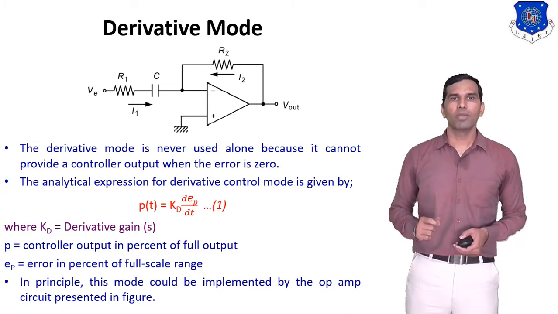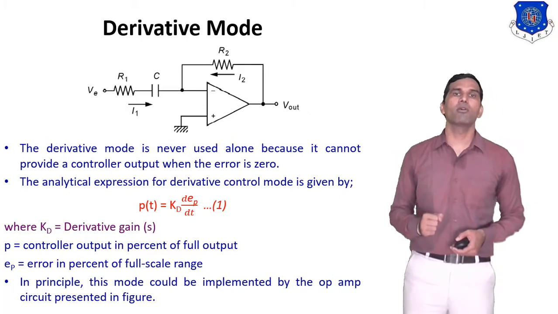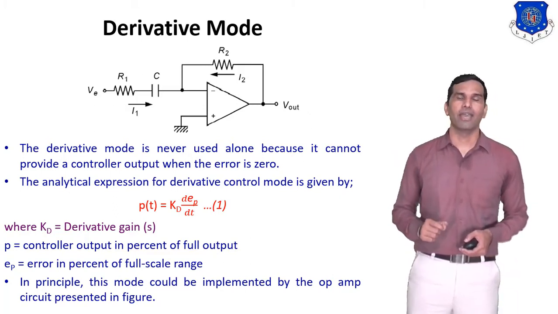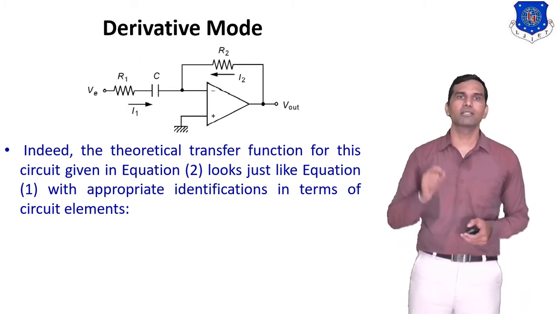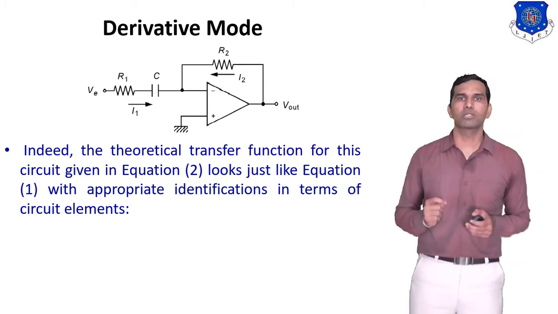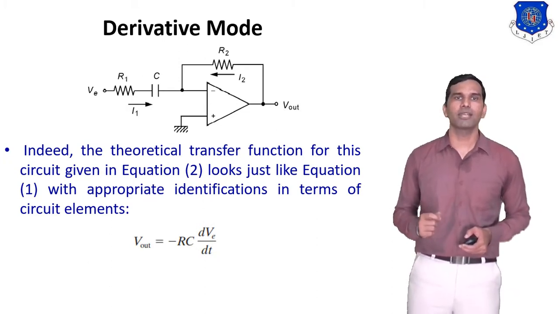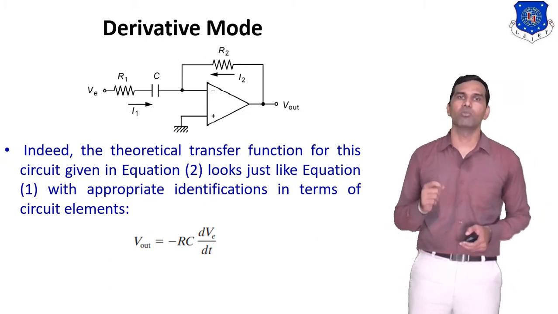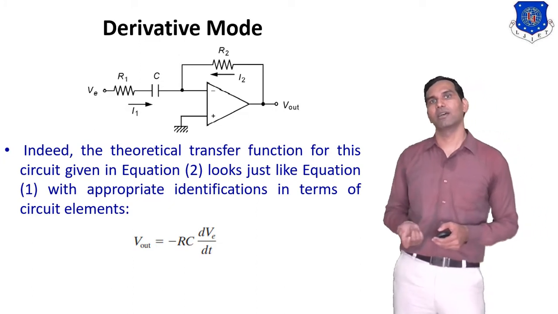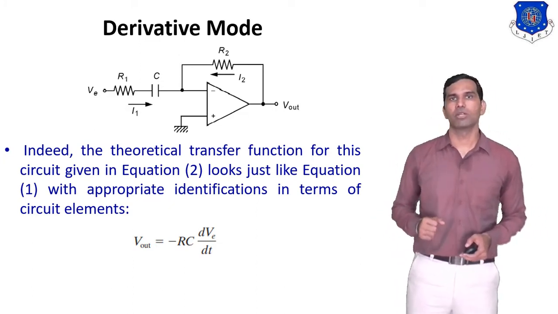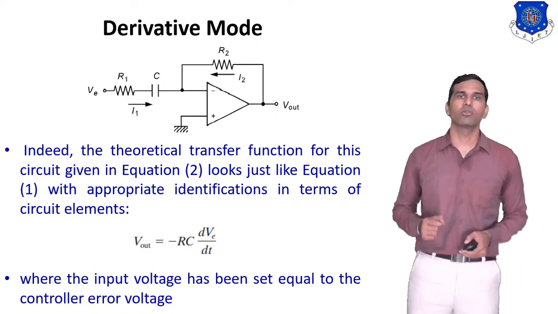In principle, this mode could be implemented by the op-amp circuit presented in this figure. This is the implementation of the derivative control mode using an op-amp, or we can say the analog control. Indeed, the theoretical transfer function of this circuit, given by equation number 2, looks just like equation number 1 with the appropriate identification in terms of circuit elements: Vout equals minus RC dVe by dt. This is the analytical expression for the analog derivative control mode, where the input voltage has been set equal to the controller error voltage.